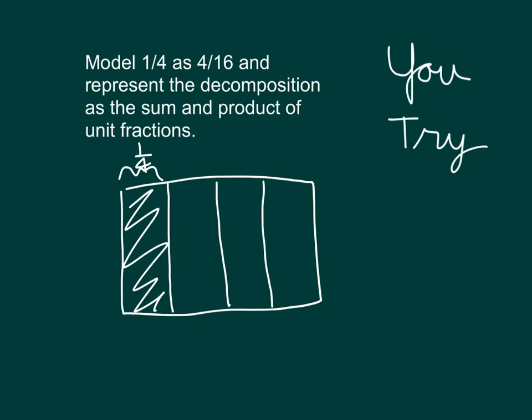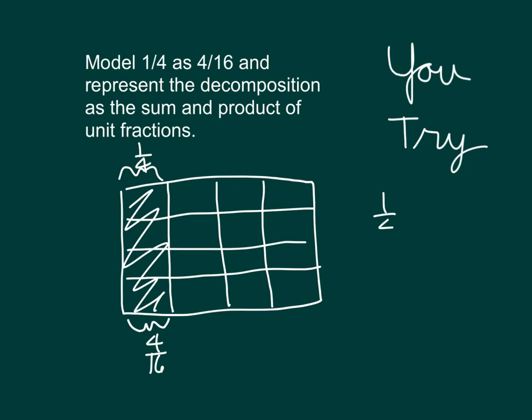Now we're going to 4/16. How many horizontal lines did you draw? Did you draw 3? In drawing 3 horizontal lines, we've now separated this into 16 parts. 4, 8, 12, 16ths. So that we're looking at here, 1, 2, 3, 4, 4/16ths. So the equivalent statement that we can write is 1/4 does equal 4/16ths.